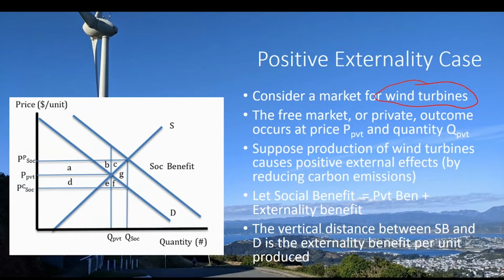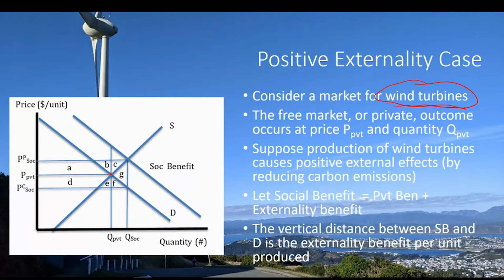By switching to alternative energy sources that are non-carbon based, we could solve this negative effect by promoting these positive changes instead. Okay, so how can we do that? First thing to take note of is if there's a positive overall effect from using wind turbines, if we just let the private market operate on its own, we're going to end up with an underproduction of that particular good.